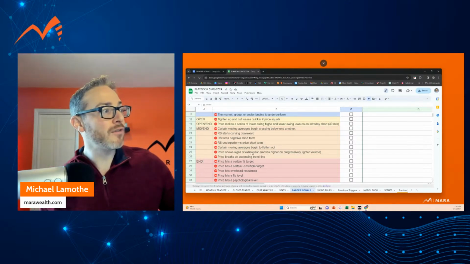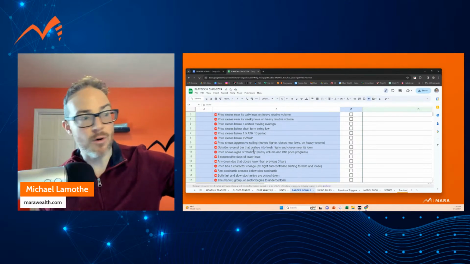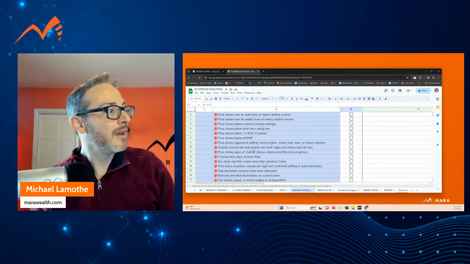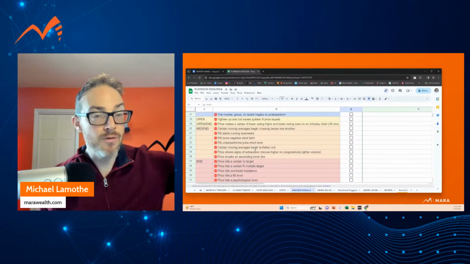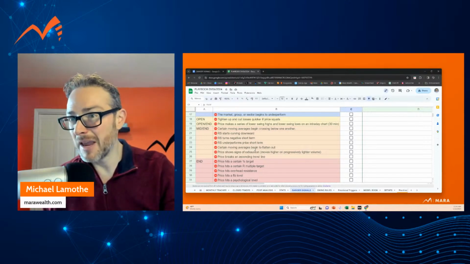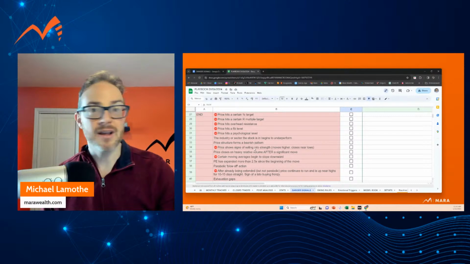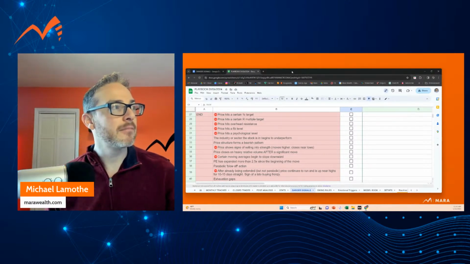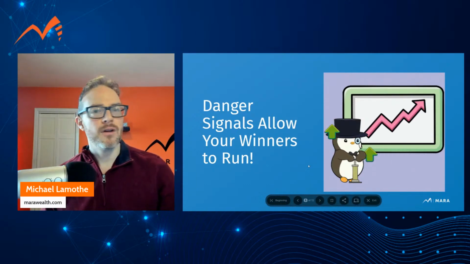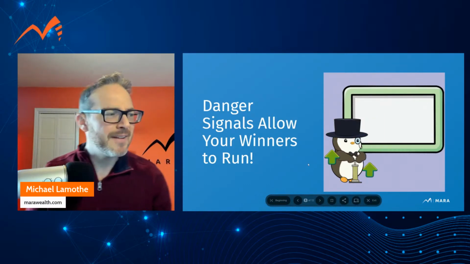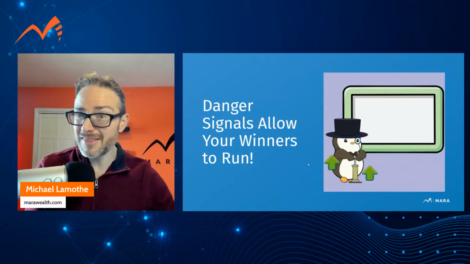And so there's certain danger signals that I'm going to look for no matter what point I bought it at or where it's at in its life cycle. There's others that I'll look at as the trade moves later on and has made more money, and some more towards the tail end of the trade. And that's how I like to do it. So danger signals in effect allow our winners to run if utilized in this way.